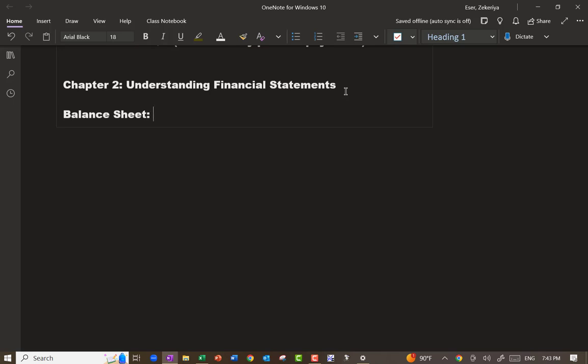So it is a record of assets and liabilities as of a particular date. It's like a picture. Okay. On December 31st, 2022, you take a picture of the company. That's a balance sheet.